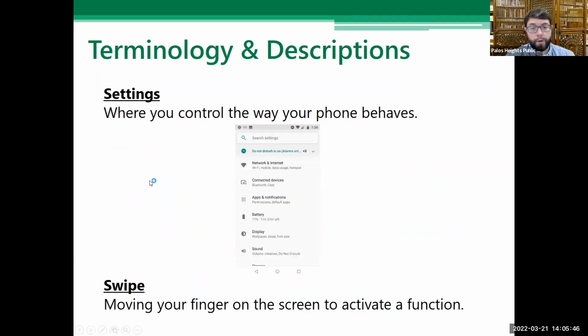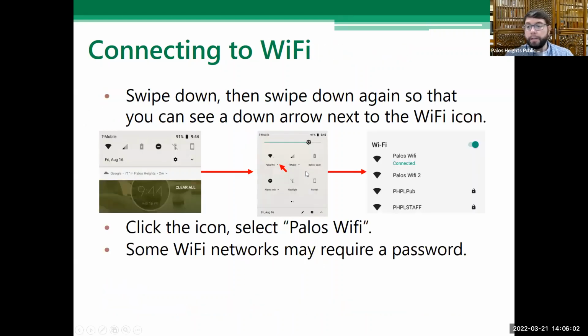Settings are, of course, where you control the way your phone behaves. We will look into that and all the different things you can do in the settings. A swipe, of course, means just moving your finger on the screen to activate a function, either to start an app or to move the screen around. All right, so that is the terminology. Now we will get to it with connecting to Wi-Fi.